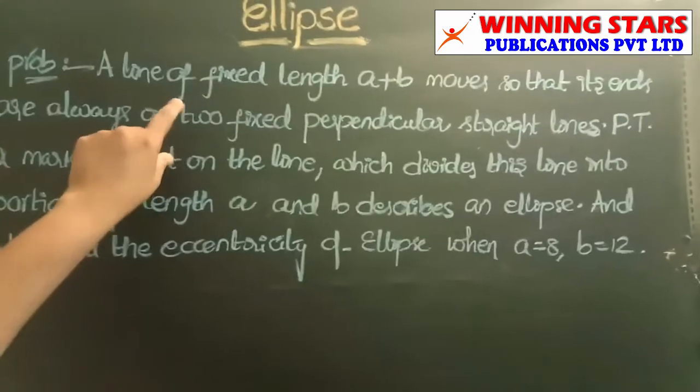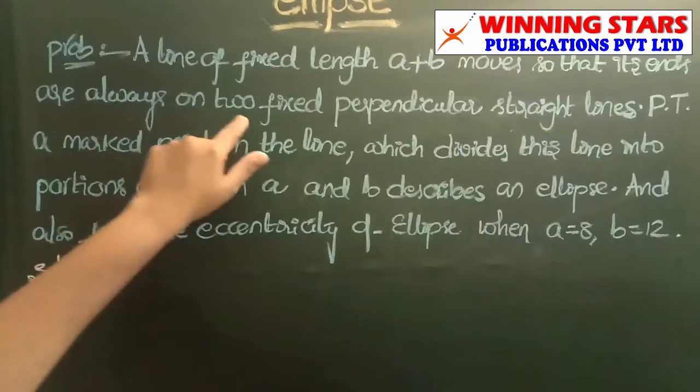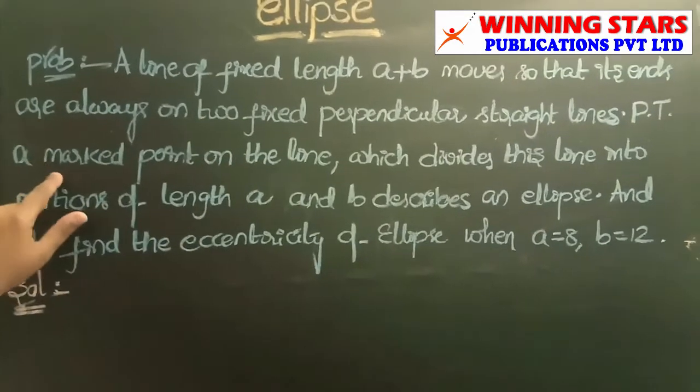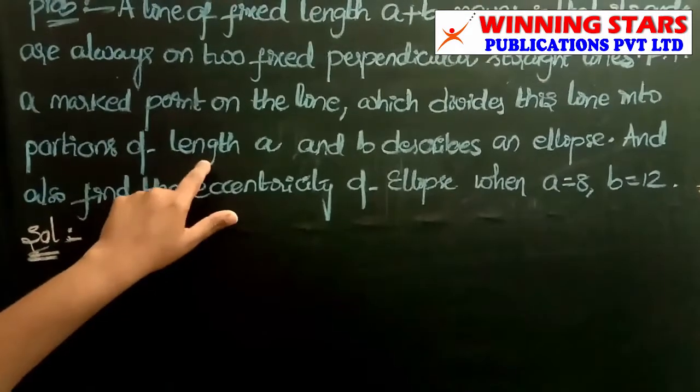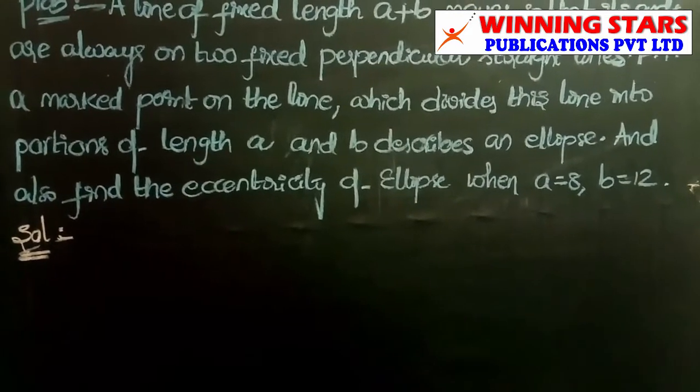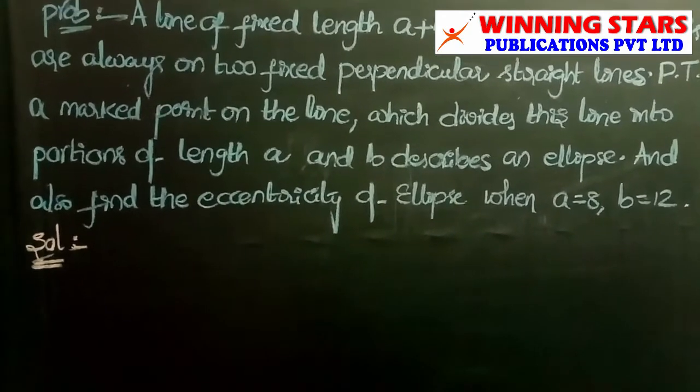Next problem. A line of fixed length a plus b moves so that its ends are always on two fixed perpendicular straight lines. Prove that the marked point on the line which divides this line into portions of lengths a and b describes an ellipse. And also find the eccentricity of the ellipse if a is equal to 8 and b is equal to 12.